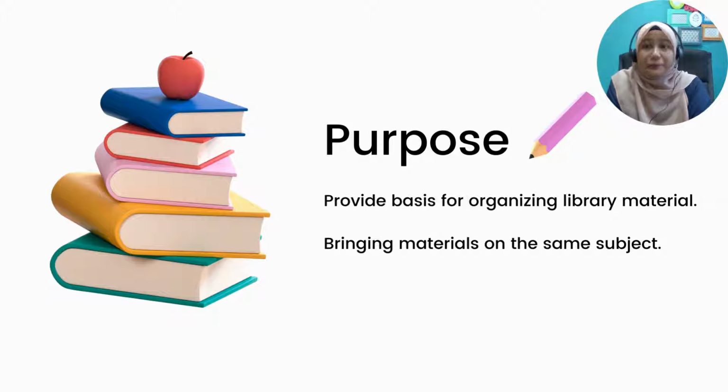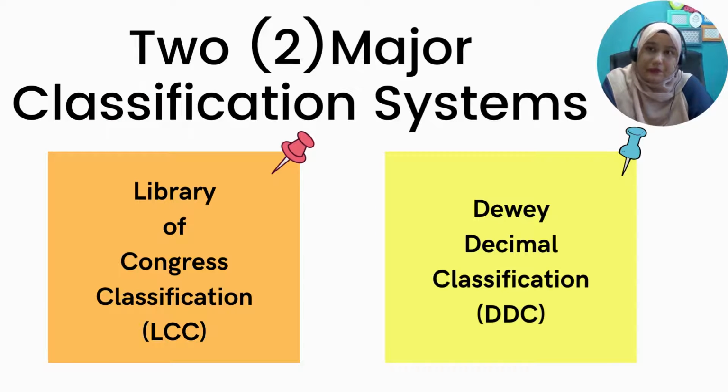There are two chief purposes of classification systems in the library. First, to provide a basis for organizing books and materials so that they can be easily found and quickly used by users. Second, it is a means of bringing materials on the same subject together so that users can easily and conveniently use library materials. Therefore, two major classification schemes are widely used by most libraries in the world, which are Library of Congress or LCC, and Dewey Decimal Classification or DDC.